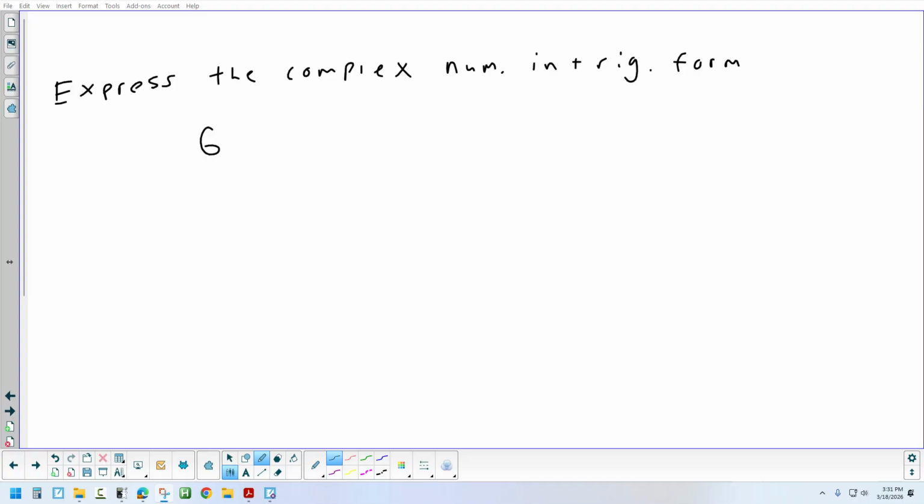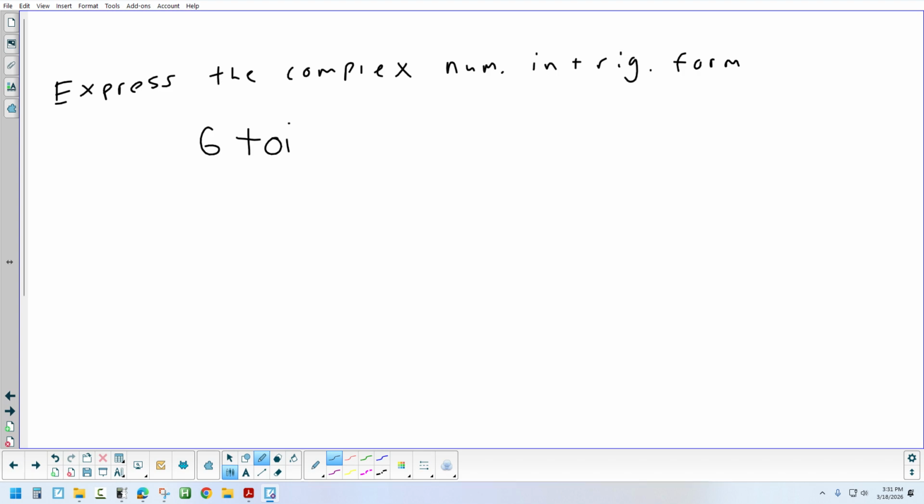All right, so next one we're going to look at is writing a complex number in trig form. Now, they just gave us a 6. So what's the imaginary part to that complex number? 0. So if it helps you to write it, you could put 0i. There is no imaginary part to this one.